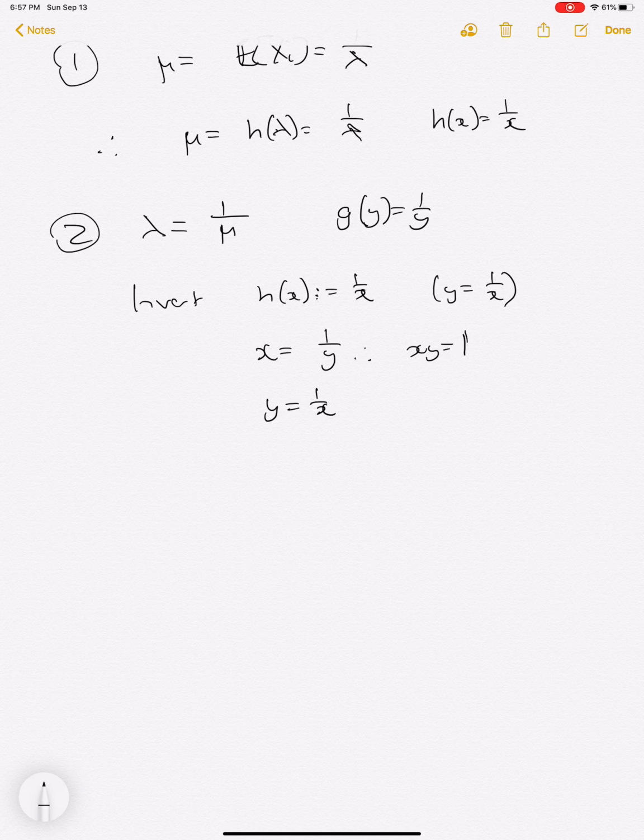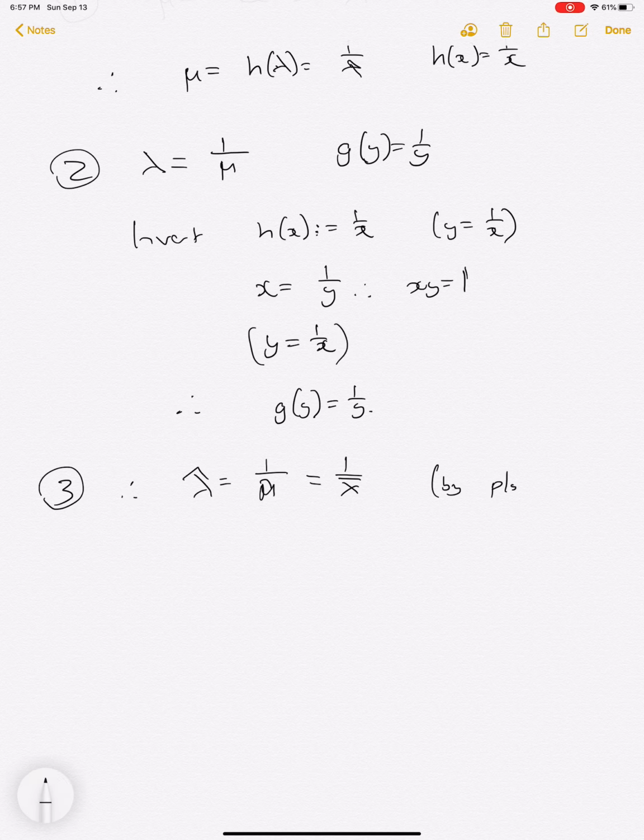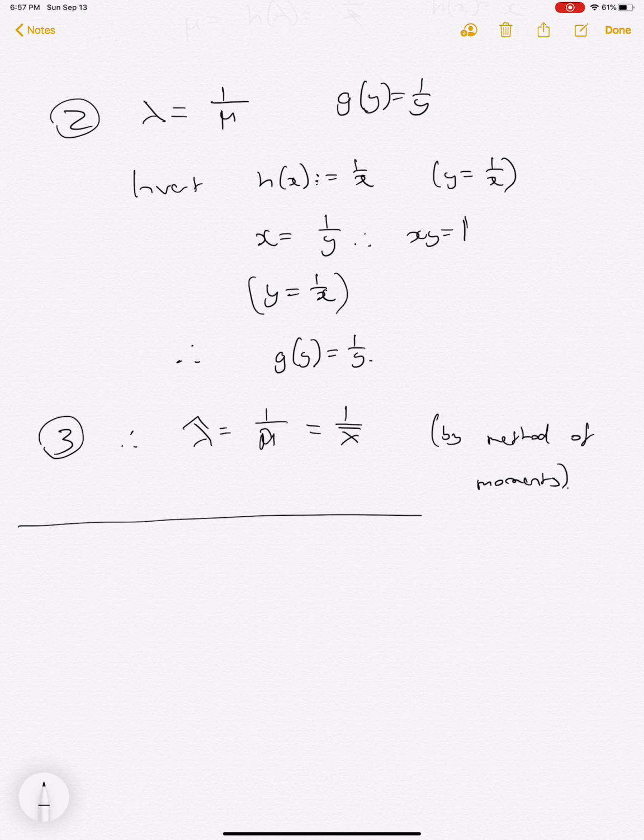So you get back to exactly what you started with, which means that g of y is 1 over y. Okay, so that's just showing you how to invert functions, and therefore we have that lambda hat is equal to 1 over mu hat, which is 1 over x bar by plug-in, or by method of moments. Okay, so now let's do a couple more examples.